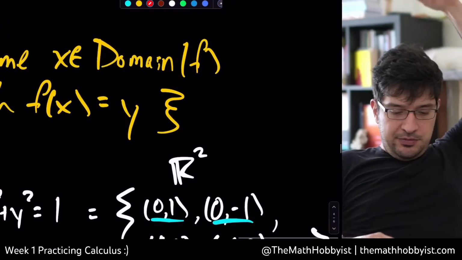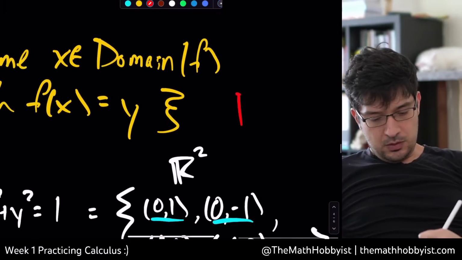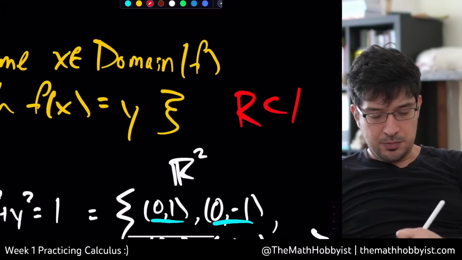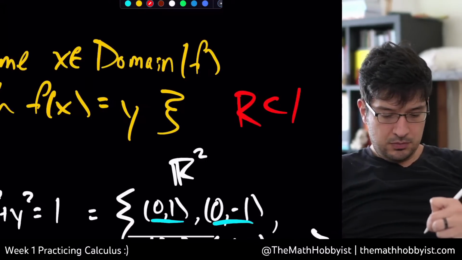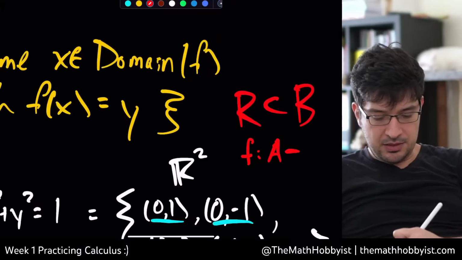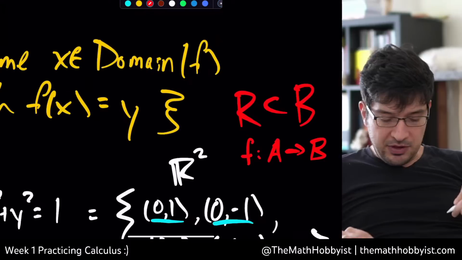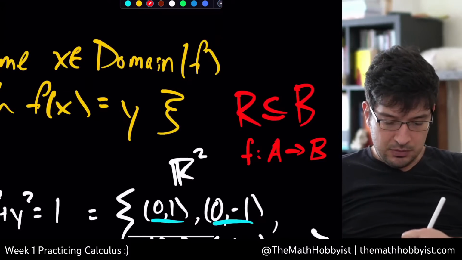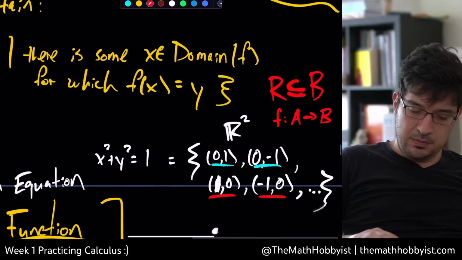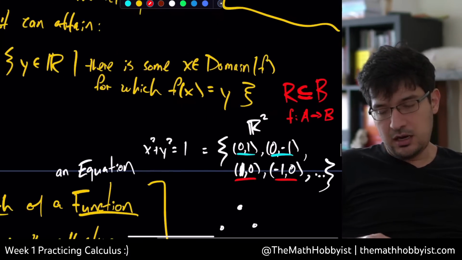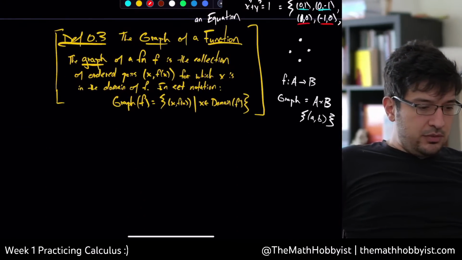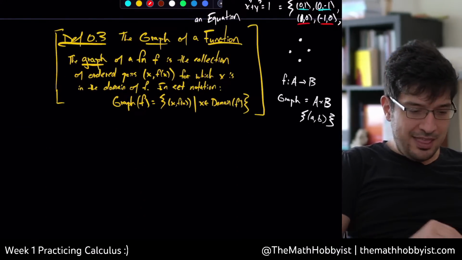Yeah, so range is different than codomain. Range is a subset of the codomain for any function A to B. And the subset can be equal. They can be the same dang thing, but they're not always the same thing. Neat. Okay, so we're talking graphs. And then look at this.